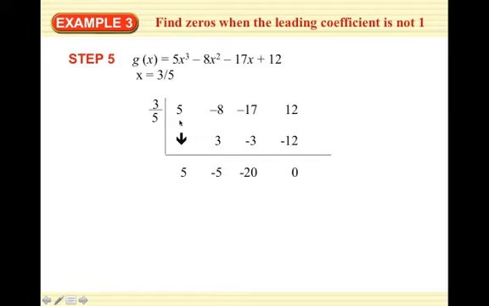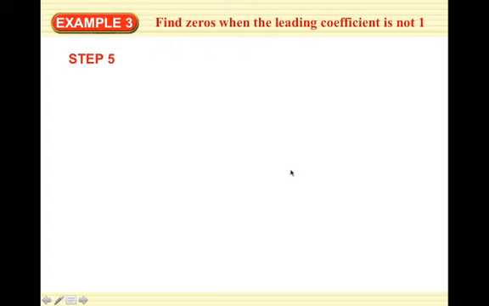So I use my coefficients and constant from g. I've got 5, negative 8, negative 17, 12. I'm going to use 3/5. So I bring down the 5. 5 times 3/5 is 3. Negative 8 plus 3 is negative 5. Times 3/5 is negative 3. Negative 17 plus negative 3 is negative 20. So that gives me, when I multiply by 3/5, negative 60 over 5, which is negative 12. 12 plus negative 12 is 0. So 3/5 works for us.